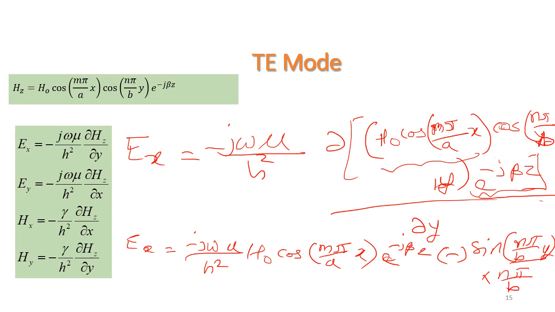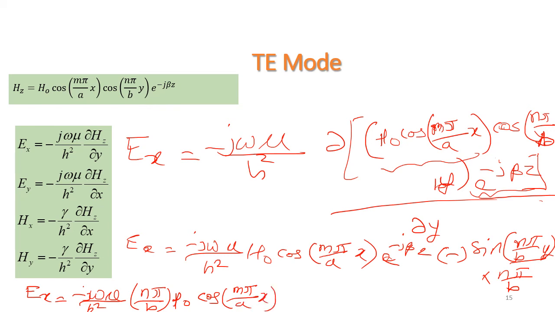So now we can write Ex equals minus j omega mu upon h square into n pi by b into H0 cos of m pi by a into x, and the minus and minus become plus, into sine of n pi by b into y into e raised to minus j beta z. So this will be the final equation for Ex.